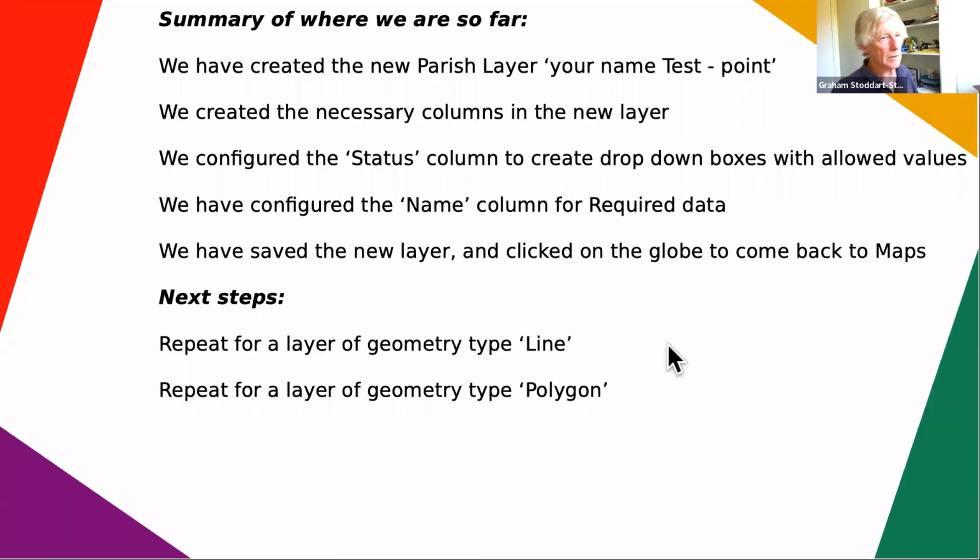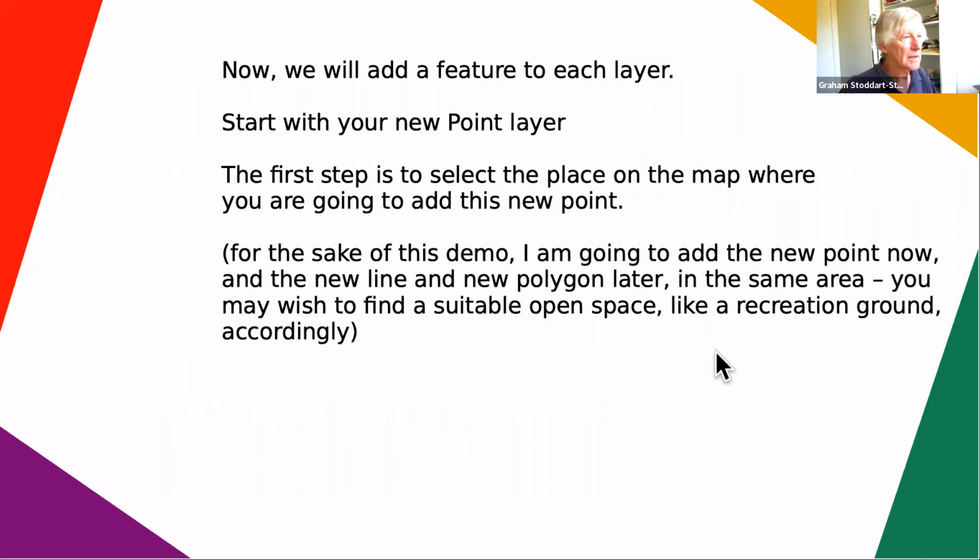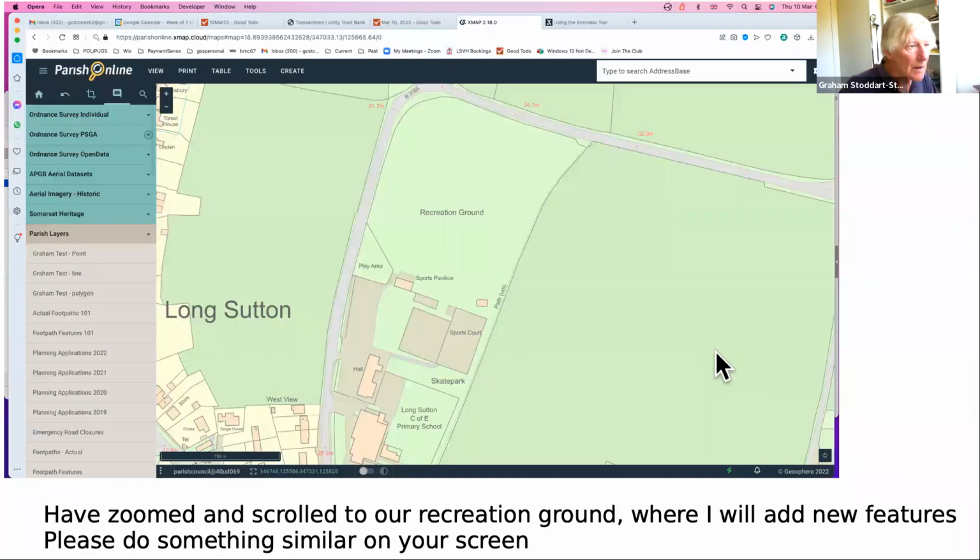And what we're going to do now is add the data for each of your 2 new layers in the same place that you did it before. So I've come back to my recreation ground where I created my pavilion yesterday, and I'm now going to go into it, unless you say you go into it with your point layer. And what I'd like you to do is to just put a point in somewhere near the pavilion. It doesn't need to be on it or in it, just somewhere near it.